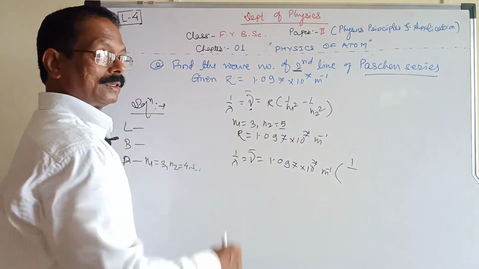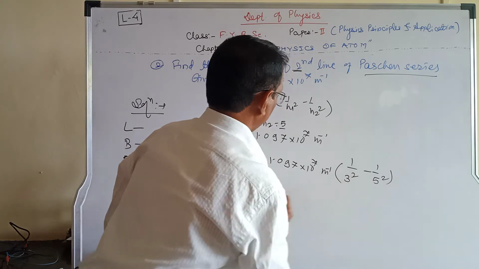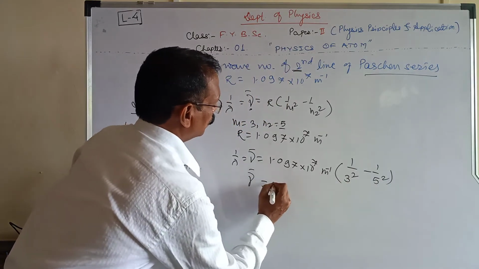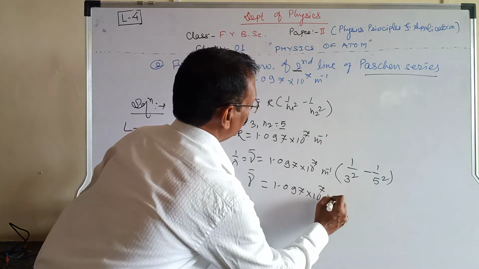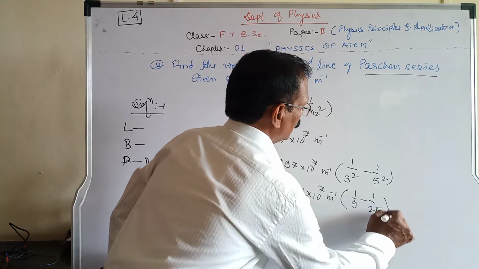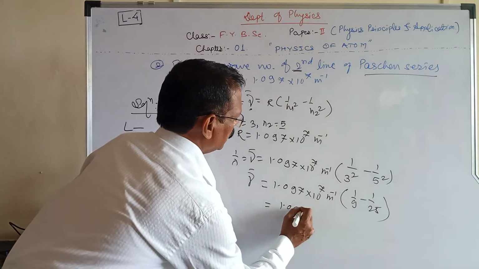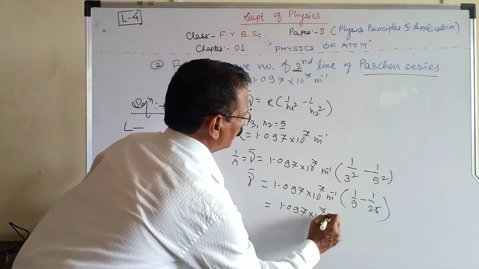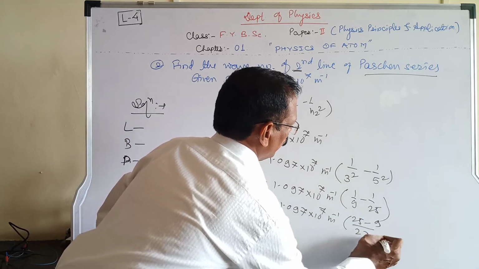What is your 1 upon 3 square? So 1 upon 3 square minus 1 upon 5 square here. So we get here nu bar is equal to 1.097 into 10 raised to 7 per meter into 1 upon 9 minus 1 upon 25 here. So you can easily calculate here. We can write here 1.097 into 10 raised to 7 per meter into 25 minus 9 divided by 225 here.